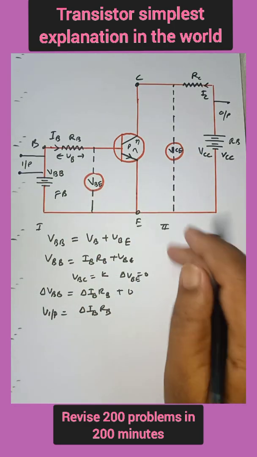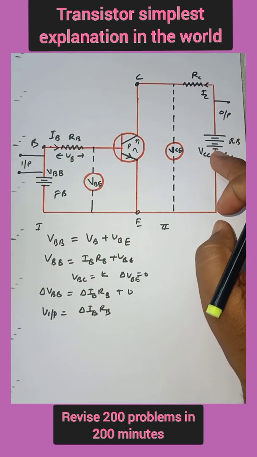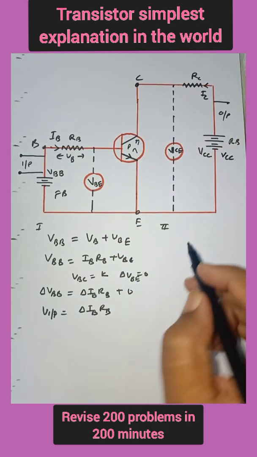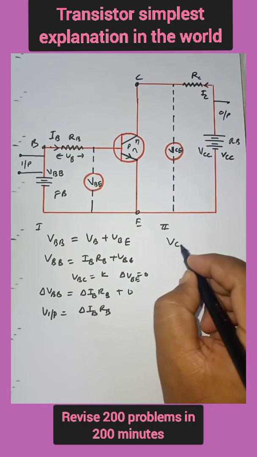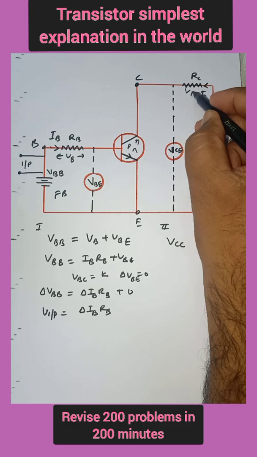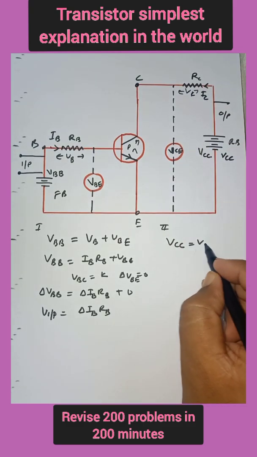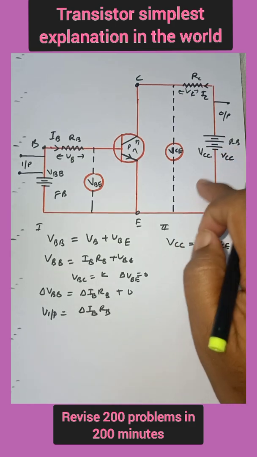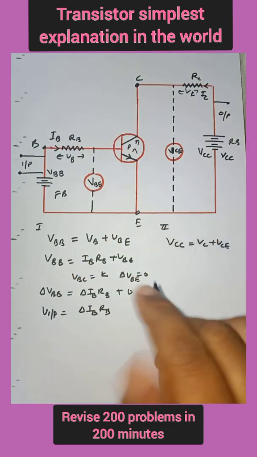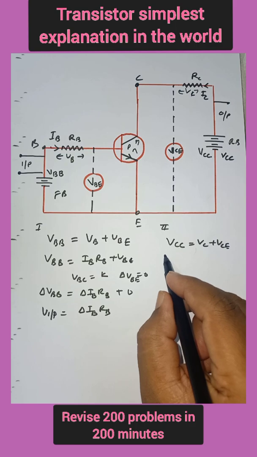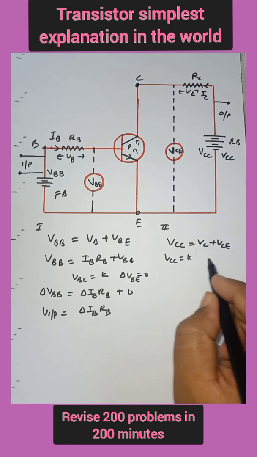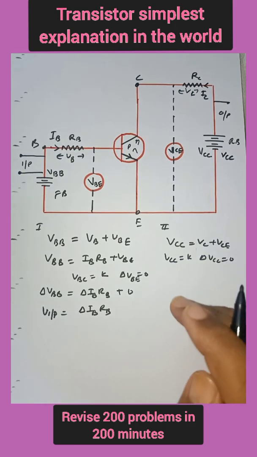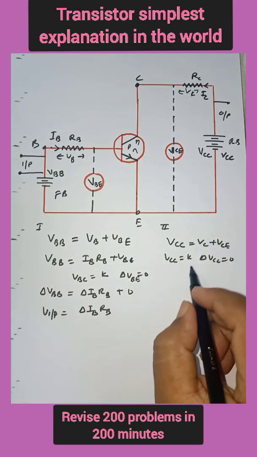What is happening at the output? At the output, this is acting in the reverse bias condition, making the transistor reverse biased. So here we take the output voltage: VCC is acting like this, this is VC and this is VCE. This is the output which is acting to reverse bias the transistor. Here VCC is almost constant, therefore the change in VCC will be 0. Anything that is constant means there is no change in it, therefore it is taken as 0 here.